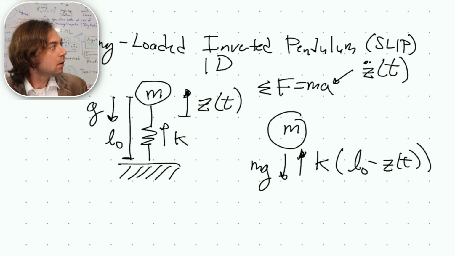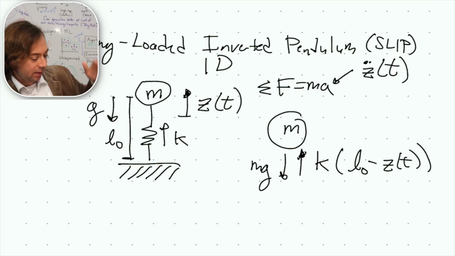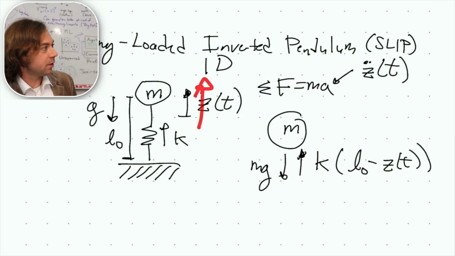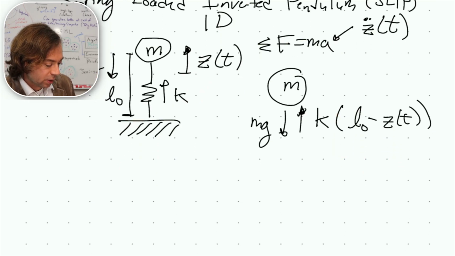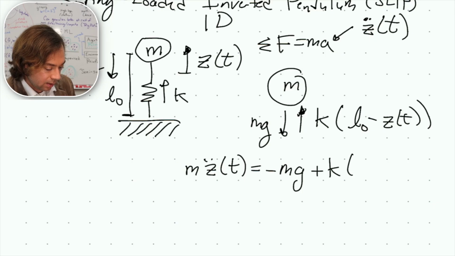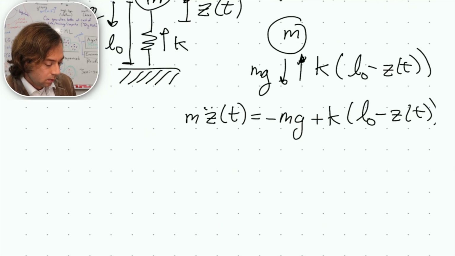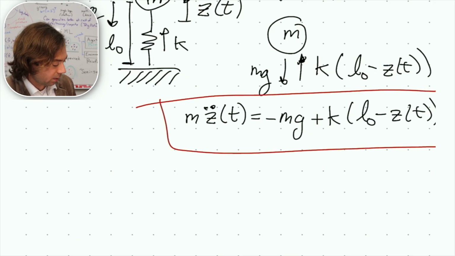So when the rest length is longer than the actual length, the spring is going to want to push it up, and up is the positive direction for z. So when L0 is longer than z of t, the force is positive. We sum all of our forces: the mass times the acceleration, z double dot of t, is equal to minus mg plus k times L0 minus z of t. There's our equation of motion right there. Put that to the side.